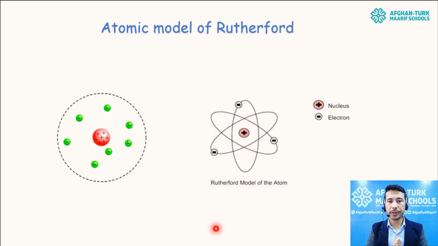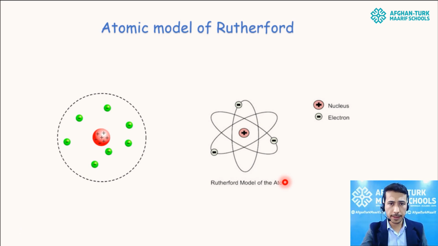Let me show you the atomic model of Rutherford. This is the atomic model of Rutherford. The nucleus is inside in the center, and electrons are scattered around the nucleus, and they're revolving around it. This could also be one of the models of Rutherford. You can see the nucleus is in the center and electrons are revolving around the nucleus. What happens if they're revolving?